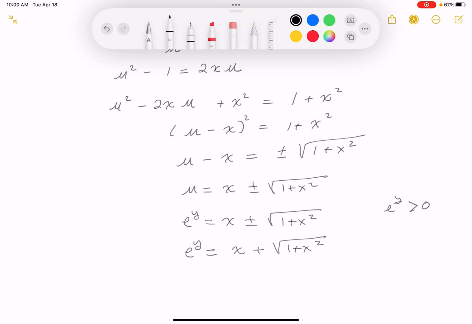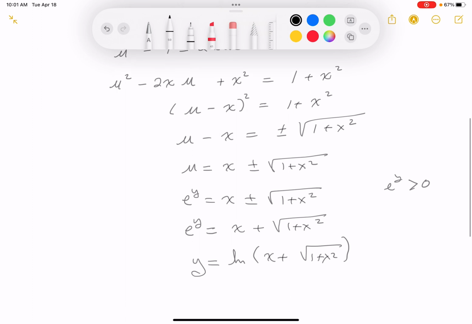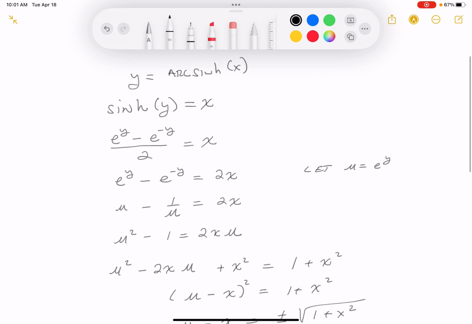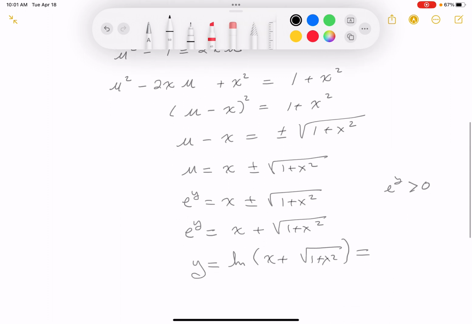What do I want? I want to solve for y, so I'll rewrite it as a log problem. What do you get? y is the natural log of x plus the square root of 1 plus x squared, and we're done. This is what we're supposed to show. And what was y? If you don't remember, y is up there: it's the inverse hyperbolic sine. We just showed it. Thank you.